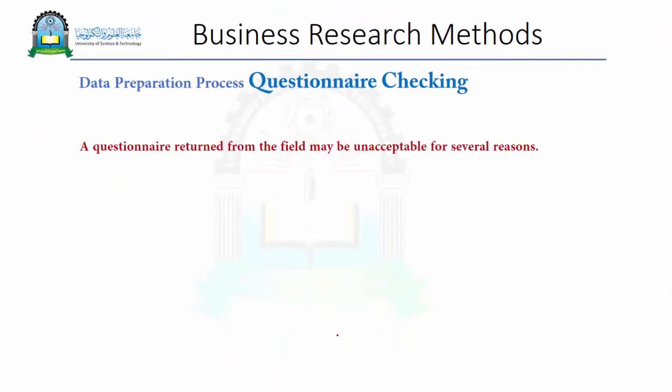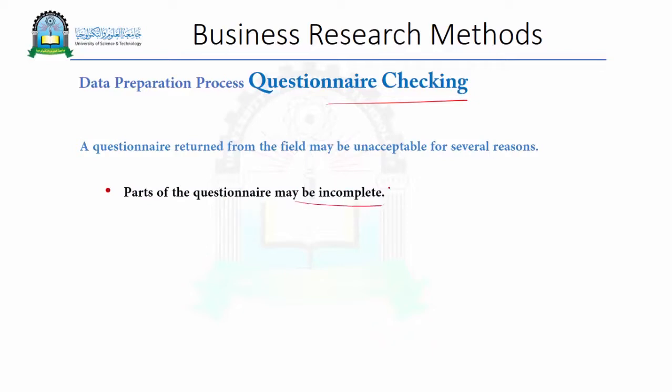The data preparation process focuses first on questionnaire checking. A questionnaire returned from the field may be unacceptable for several reasons. So some of the questionnaires are not going to be accepted for the analysis. The first reason is that parts of the questionnaire may be incomplete. When we collect the data using questionnaires, some of the questionnaires will come to the researcher incomplete, so they cannot be used, and this is problematic.